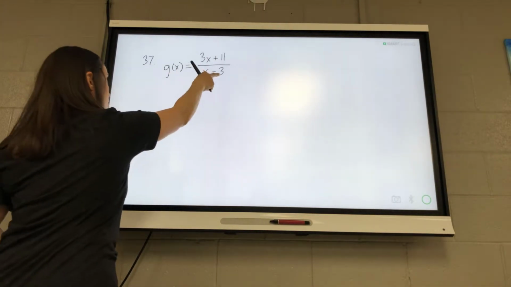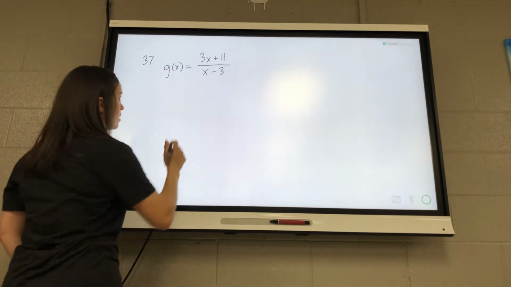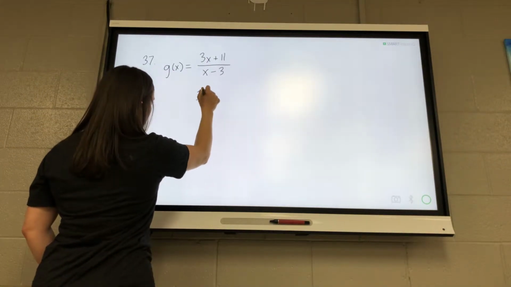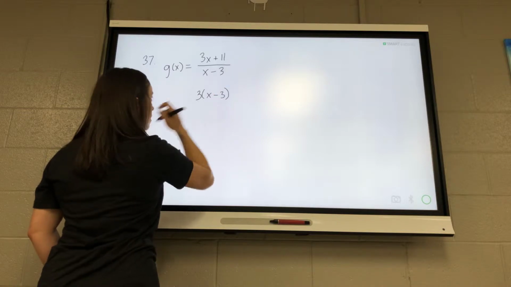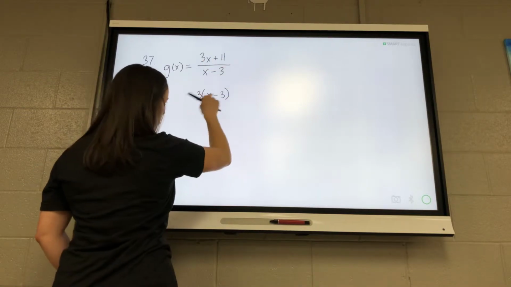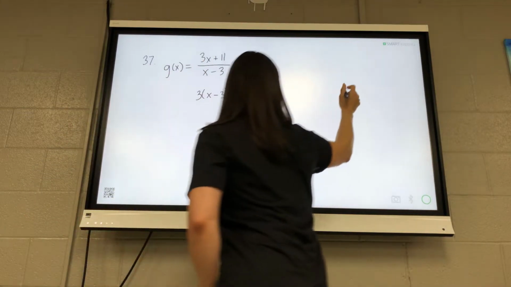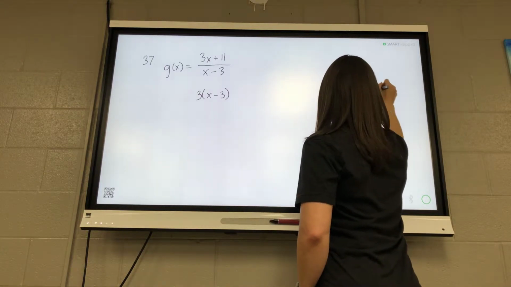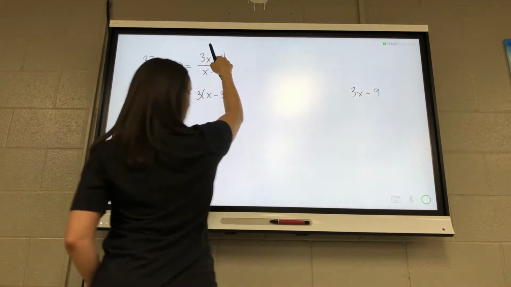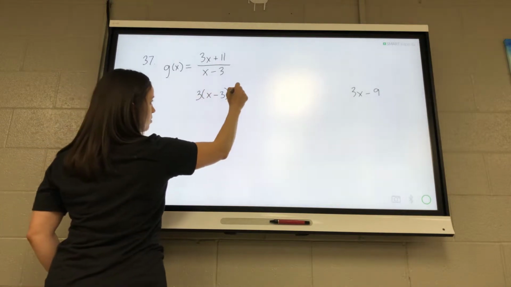Alright, so we're going to substitute our denominator into our x in our numerator. And we need it to be plus 11, so if we're thinking about what this is, 3x minus 9. I need it to be positive 11. Add 20. So we're going to add 20.